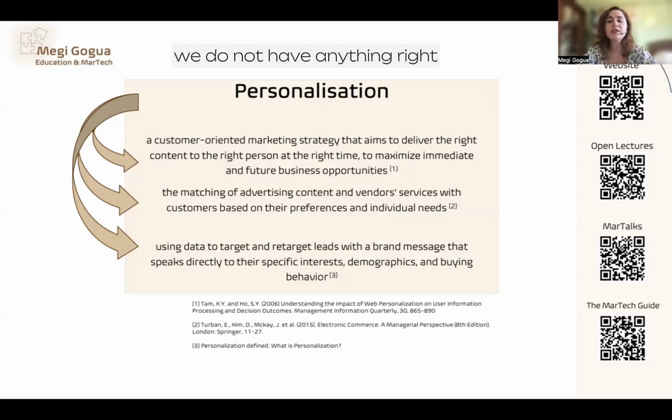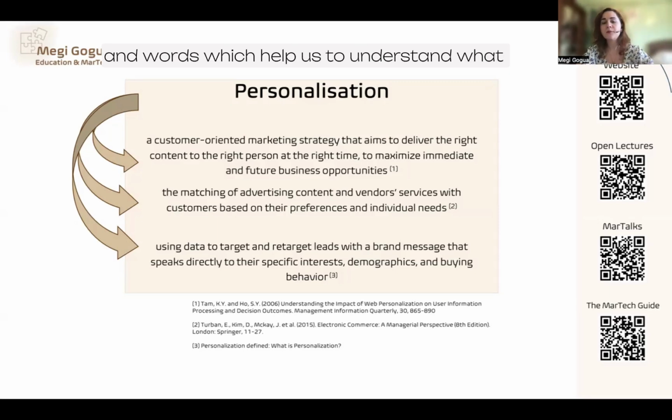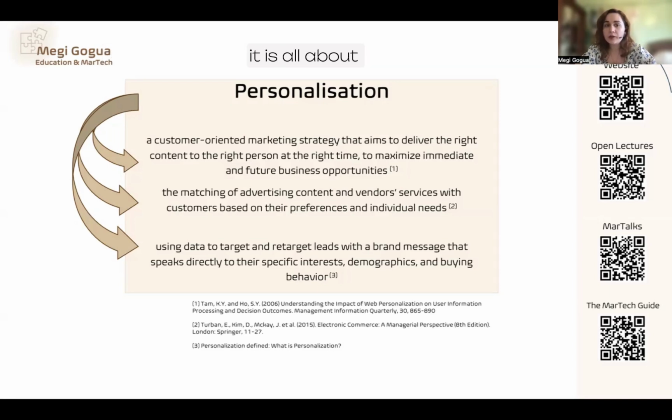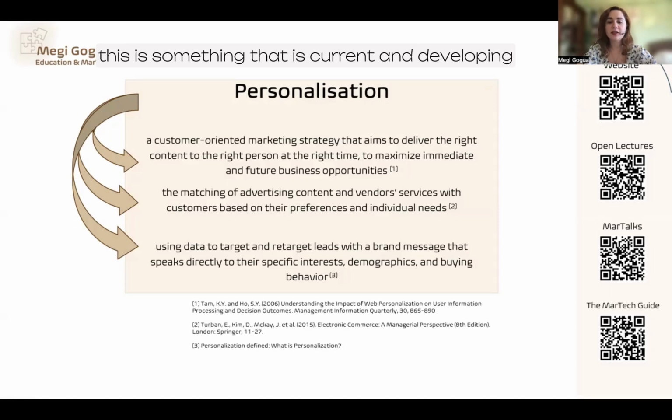Obviously, as you can see here, we do not have anything specific about how to achieve it. However, there are very interesting and important terms which help us to understand what it is all about. Customer-oriented: we have customer centricity nowadays as a marketing trend, so this is current and developing. Marketing strategy: generally, this is not about one tool or one technology. It is about the overall strategy based on the product or service which is dedicated to the particular customer or the customer's experience journey.